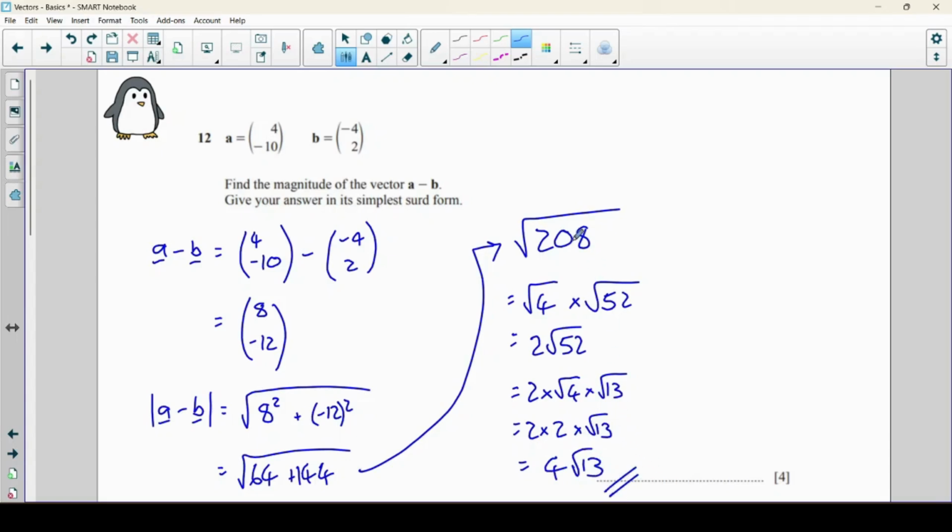Of course, if you spotted straight away that 208 is equal to 16 times 13, you could have gone straight to that by writing root 16 times root 13, and root 16 is 4. Okay, it's not always that easy to spot, so it's okay to do it in a few steps as well, but you do need to get it in its simplest form.